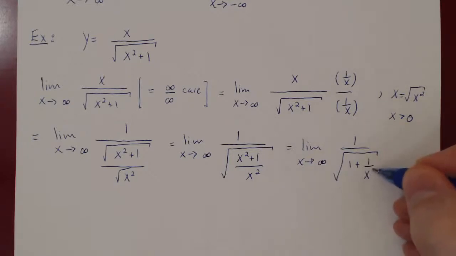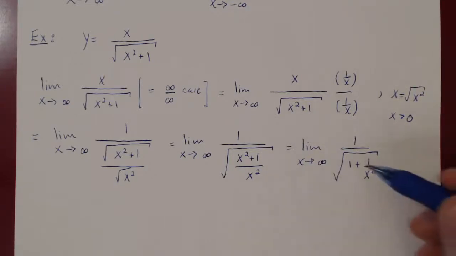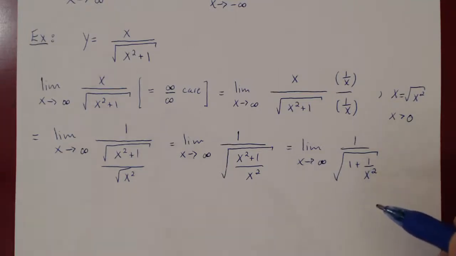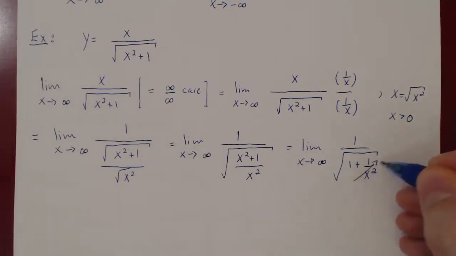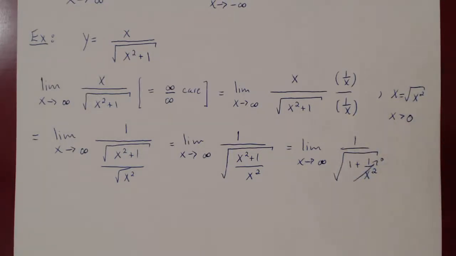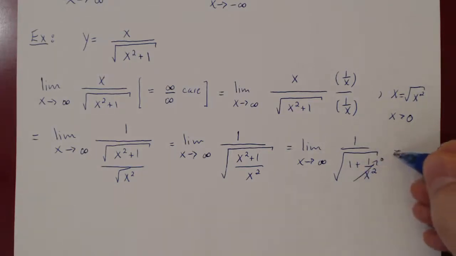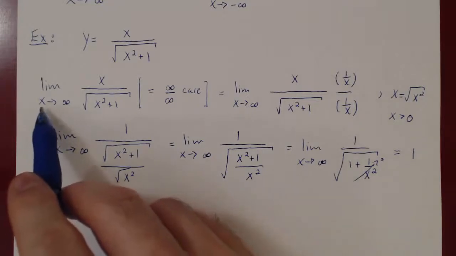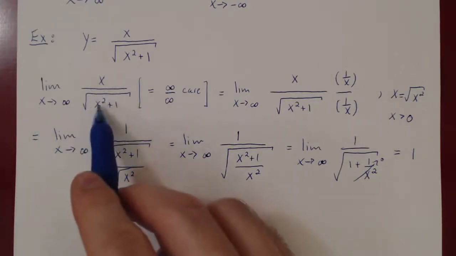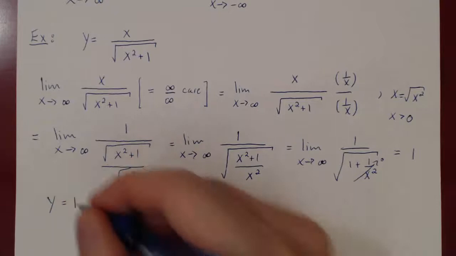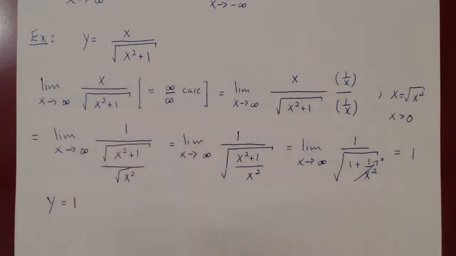And now we have a very easy limit. As x goes to infinity, so does x squared, and so 1 over x squared will approach 0. And so we'll be left with 1 over the root of 1, which is 1. Therefore 1 over 1, which is simply 1. And so you see, as x approaches positive infinity, the y values are getting closer and closer to 1. So here we say that y equals 1 is a right horizontal asymptote.